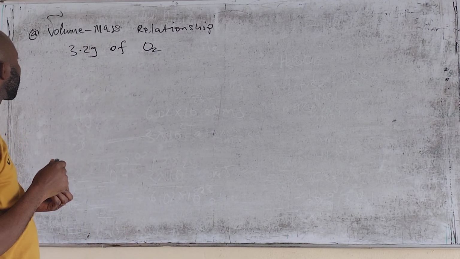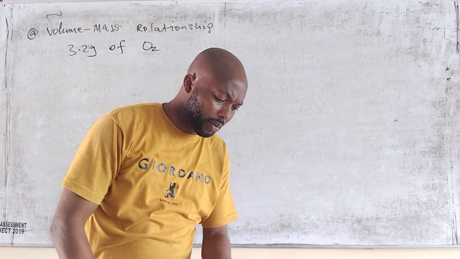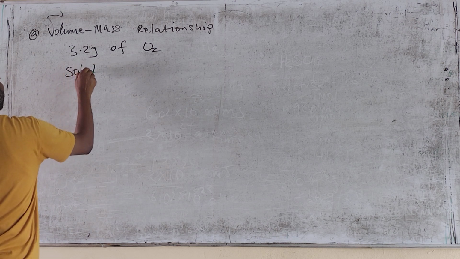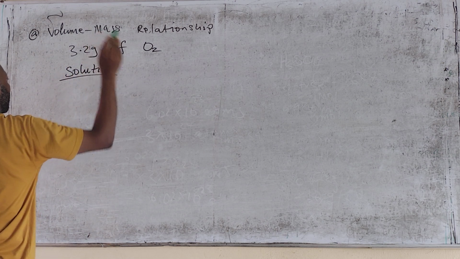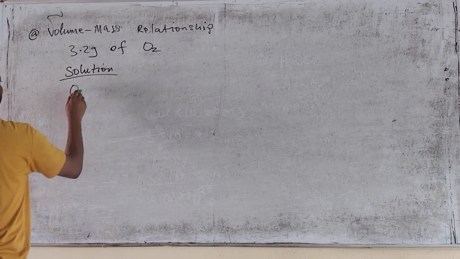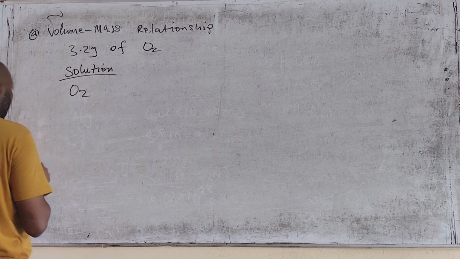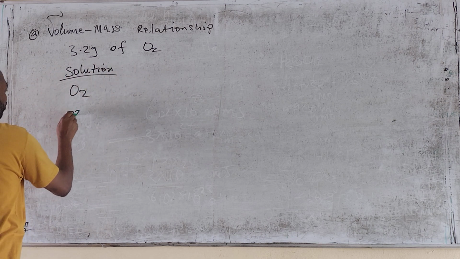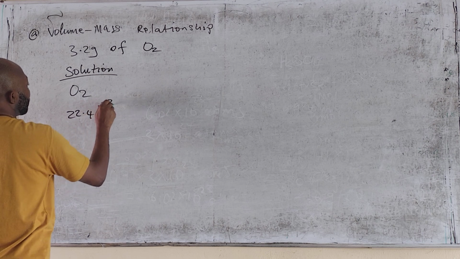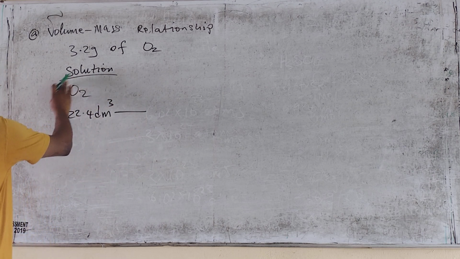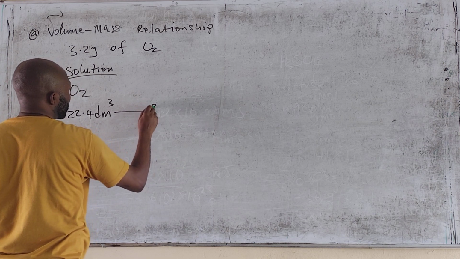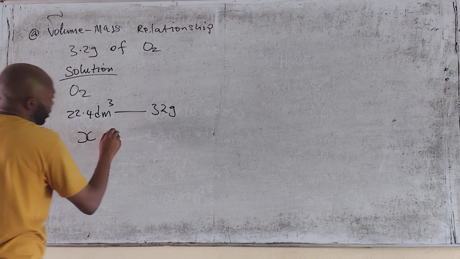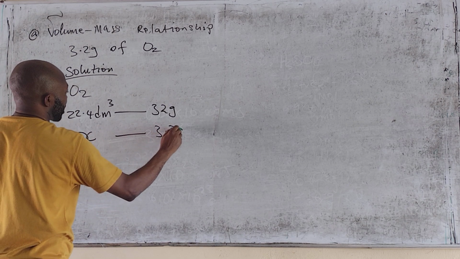So now, we should calculate, what again? Calculate the volume of oxygen. So I have my oxygen here. Now, it is a volume mass relationship. 22.4 dm³ of this will give me the grams of this, which is 16 times 2, 32 grams. Now, how much volume will give me 3.2 grams?